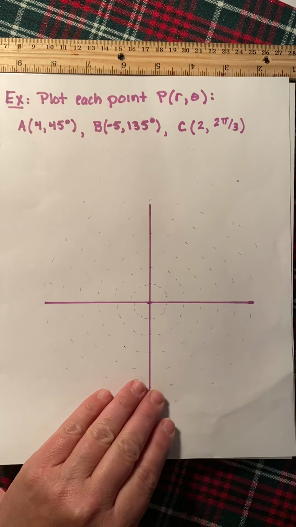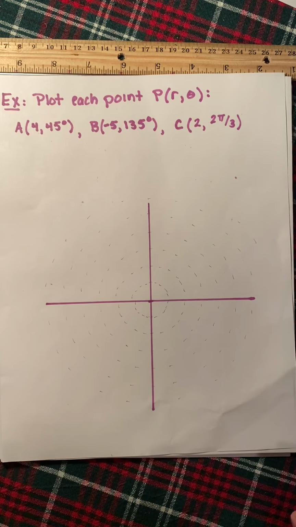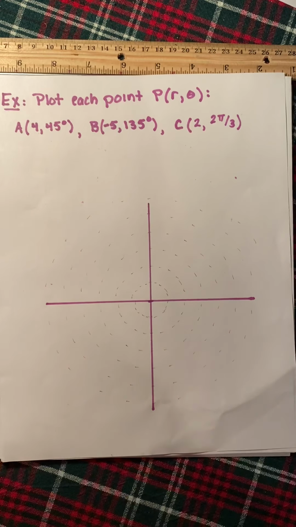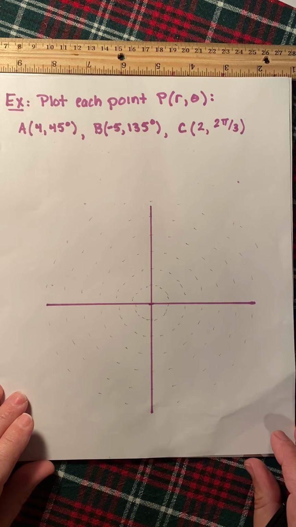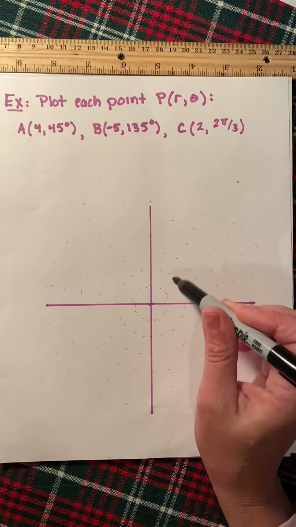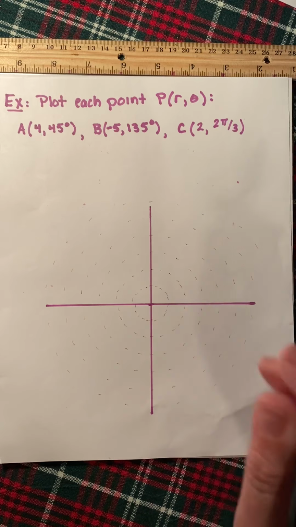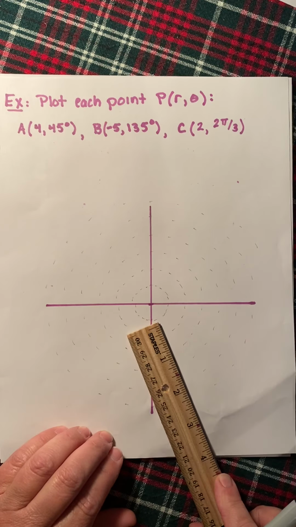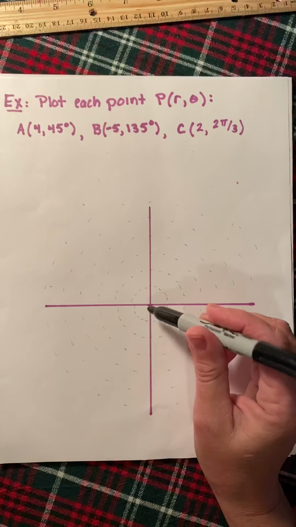All right, let's plot each point. Plot points A, B, and C. So three separate points. These get a little tricky because 45 degrees isn't too bad, 135 is not bad, but it gets trickier when we have angles that aren't so obvious. What I have here, I'm not sure if you can see it, is lightly drawn concentric circles, each I think 1/2 of an inch, so each represents 1 unit away from the origin.